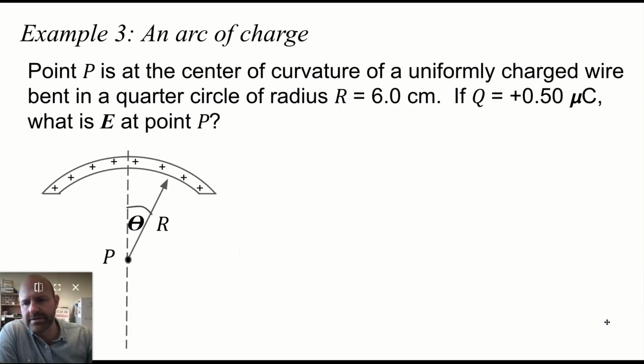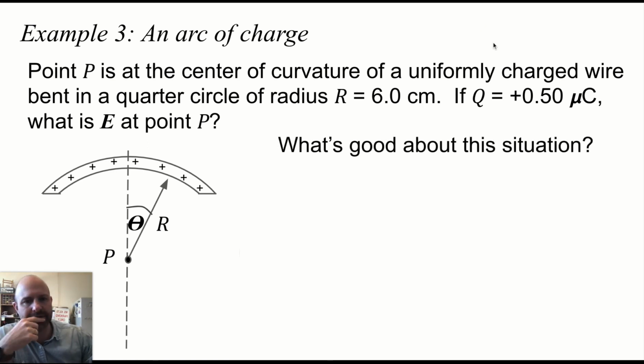differently shaped arrangements of charge. In this case, an arc of charge. So it's just part of a circle. Point P is at the center of the circle, and we've picked this spot because it makes it possible to do the calculation a little more easily. The radius of the circle is given. This is a total amount of charge instead of being a charge density, so that's a little bit different.